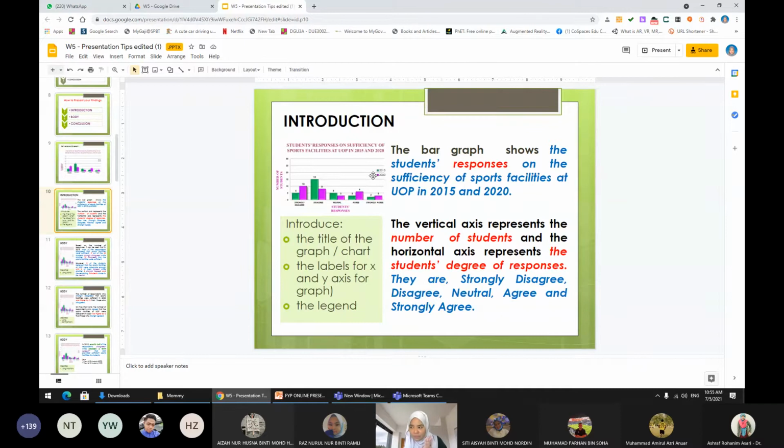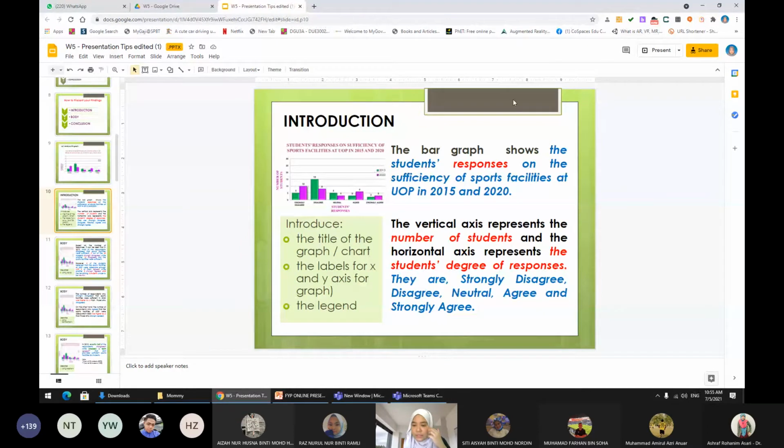It has to be clear. What is the vertical axis, and what is the horizontal axis? X and Y. You have to explain that so that the panel would understand. Now the student is talking about the vertical axis, which is the number of students, or the horizontal axis, which is the students' responses. So that it's clear, it directs you and gives you a good organization in terms of delivering your findings and analysis.